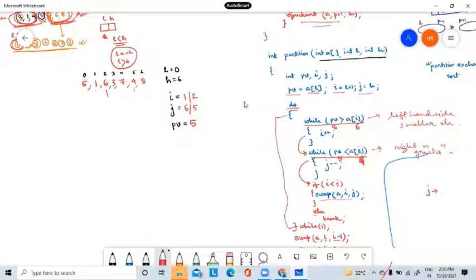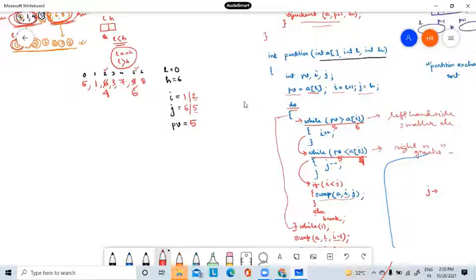Now it will check the values of I and J. I is 2. J is 5. So I less than J is satisfied. So it will interchange the ith element and the jth element. So this becomes 4 and this becomes 6. Done. This do while loop has not ended, so it will again start from this position.